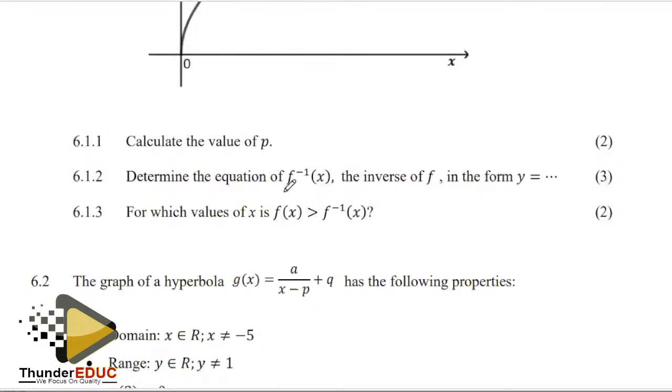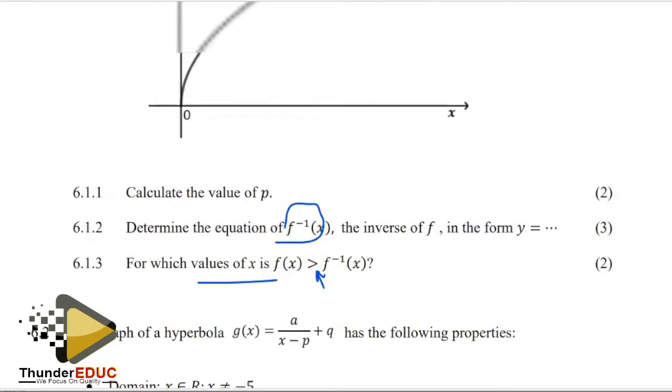Then determine the equation of the inverse, just switch. Where there is X, you put a Y. Where there is a Y, you put the X. And then the condition must stay the same. And then for which values of X is the f of X greater than the inverse? So for a graph to be greater, it must be just above.